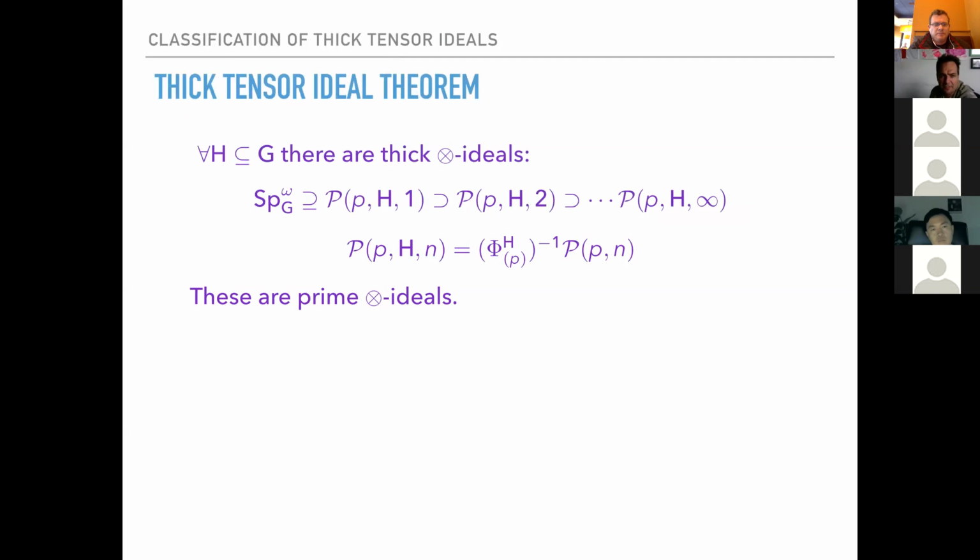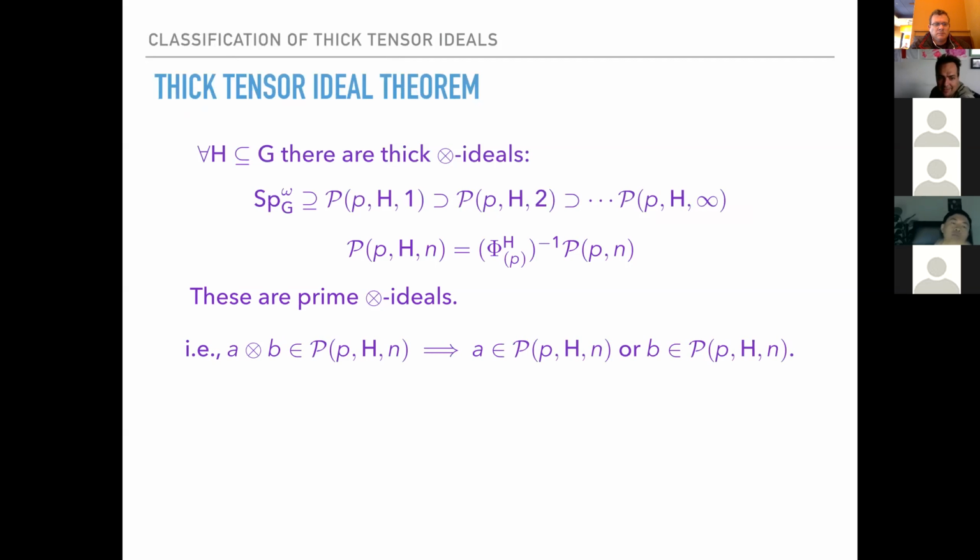So these are not just thick tensor ideals, they're prime tensor ideals. So they satisfy the expected condition here. If you have two elements whose tensor is in this prime ideal, then at least one of them needs to be in that prime ideal.